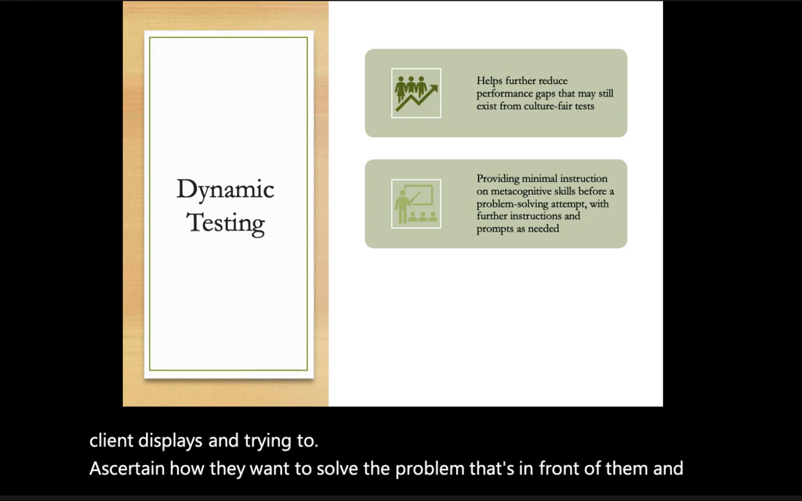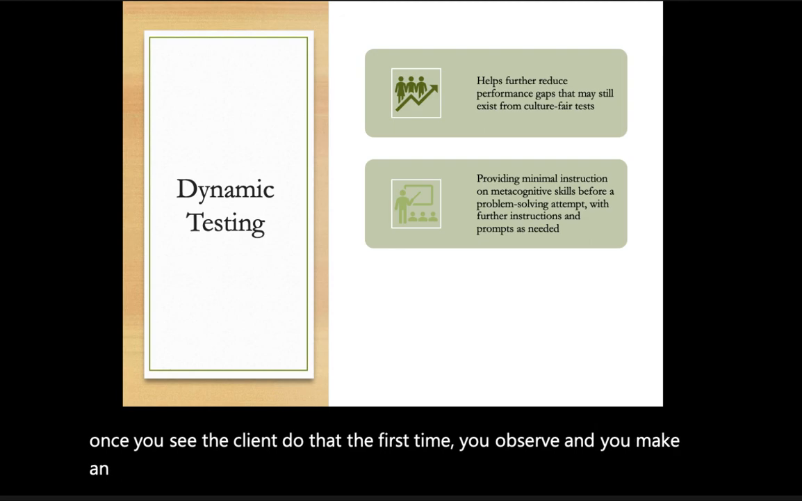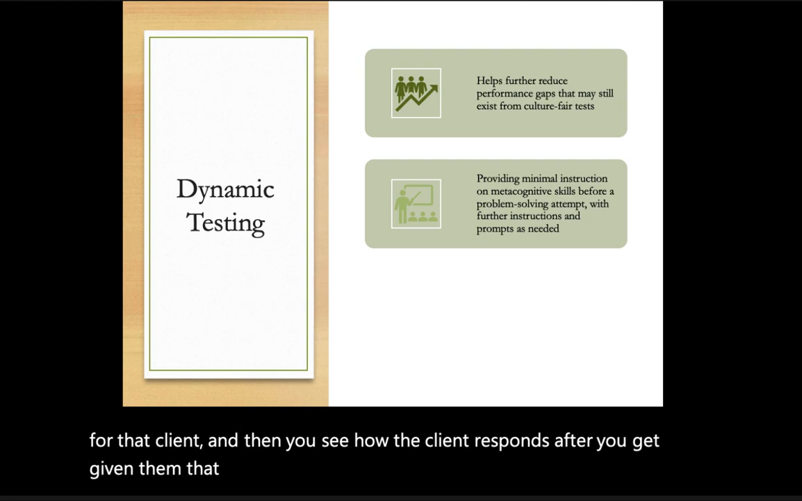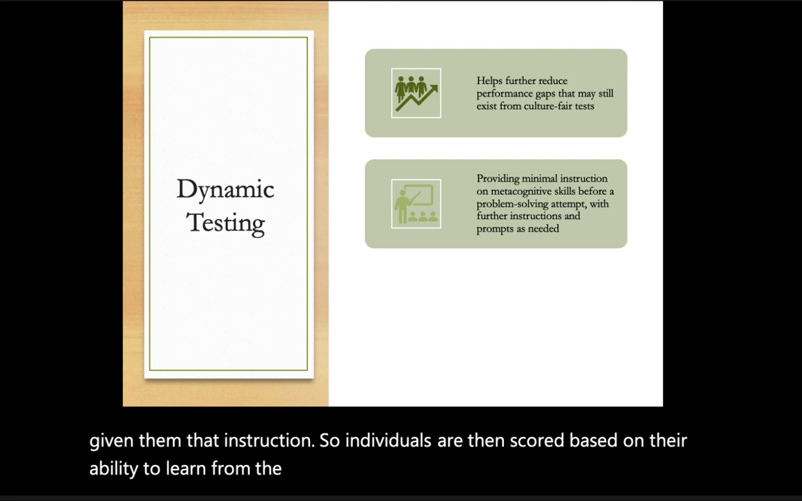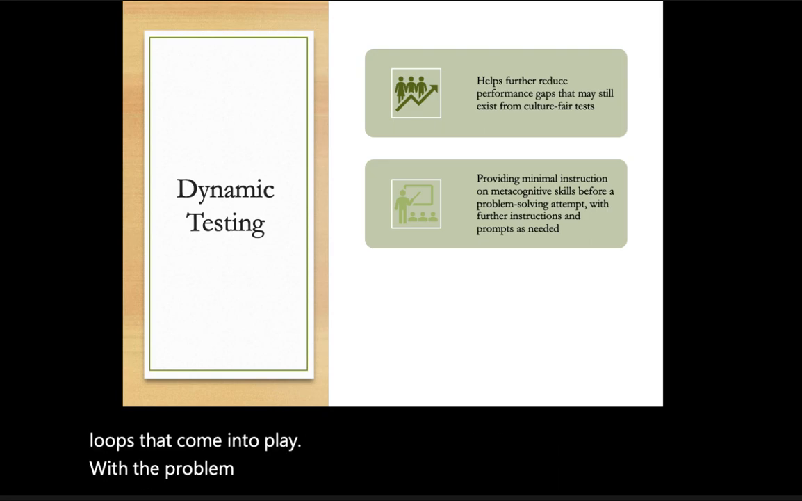And once you see the client do that the first time, you observe and you make an informed judgment on what additional instruction would be needed for that client, and then you see how the client responds after you've given them that instruction. So individuals are then scored based on their ability to learn from the immediate instruction, as well as any feedback loops that come into play with the problem-solving task at hand.